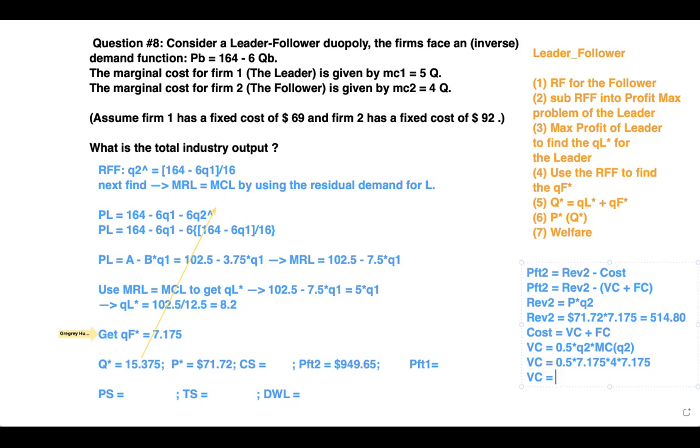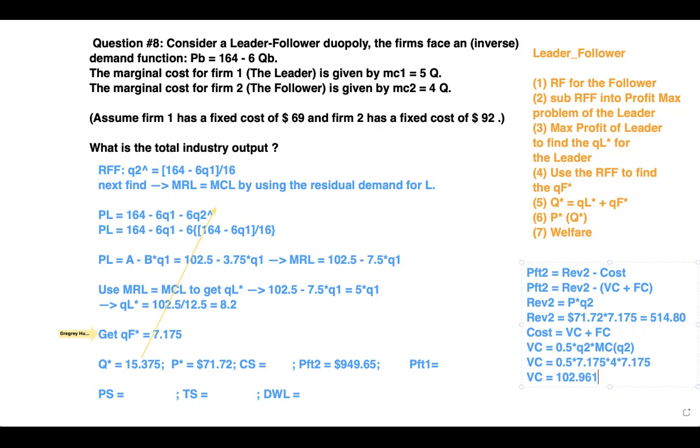Why don't you tell us what the variable cost is, based on your calculation? Okay, 0.5 times 7.175 times 7. Oh wait, I didn't see the 4. So that's 102.961. I agree, because 7 by 7 is 49, and 1/2 times 4 is 2, so it's going to be something close to 100. You said 102 point what? 0.961.